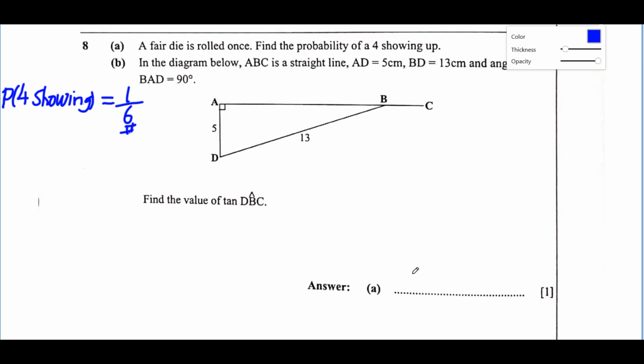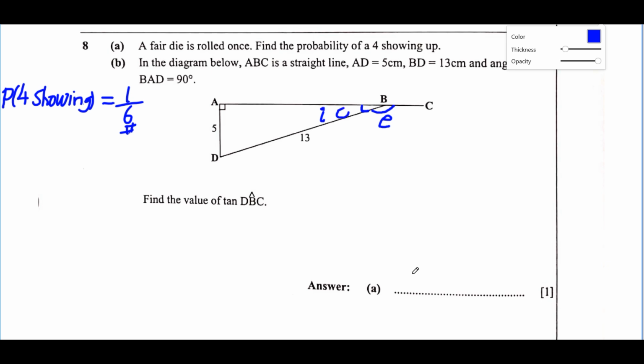So question B, we have in the diagram below, ABC is a straight line, we can see. AD is equal to 5 centimeters, BD is equal to 13 centimeters, and angle BAD is equal to 90 degrees. Find the value of tan DBC. So D is the initial, B the midpoint, C. So the angle that we are solving for is this angle. And as we can see, this is an exterior angle. We can't find the exterior angle, so our task is we need first to find the interior angle. Then I'll tell you what to do with the interior to give us the exterior.